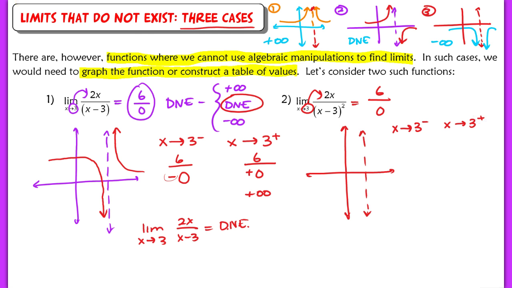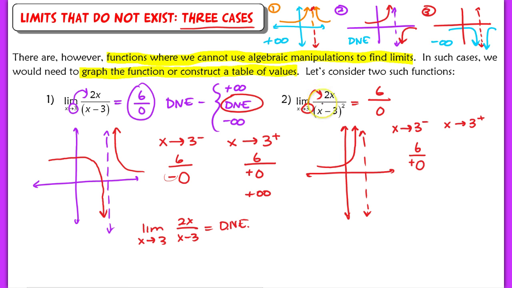Now this time when we input a value that's really close to 3 from the left, something like 2.99999, when you plug that in, we would get a negative value on the inside of the parentheses, but then it'll be squared. So it'll always be positive in the denominator. So whenever we plug in something to the left of 3, but really close to 3, we'll have a number that's close to 6 divided by a number that's close to 0, but positive. So in this case, as x approaches 3 from the left, you can see that those values will tend towards positive infinity.